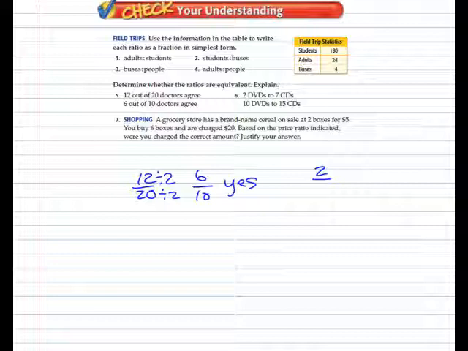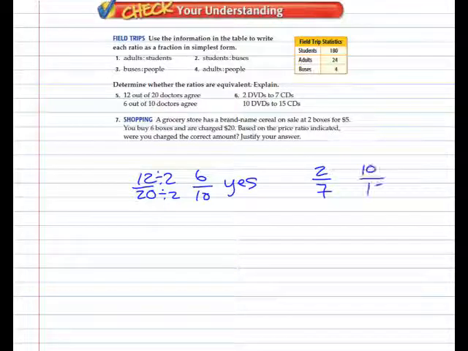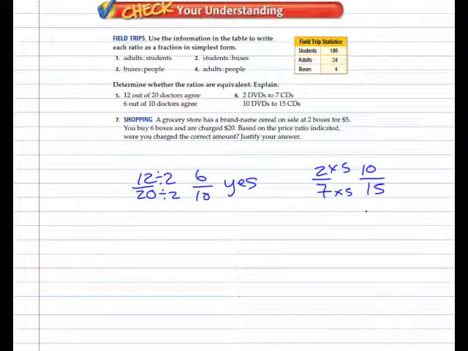In example 6, I have 2 DVDs to 7 CDs. Is that equivalent to 10 DVDs to 15 CDs? Here I'm multiplying by 5. If I multiply by 5 here, I get 35, not 15. So no, these are not equivalent ratios.